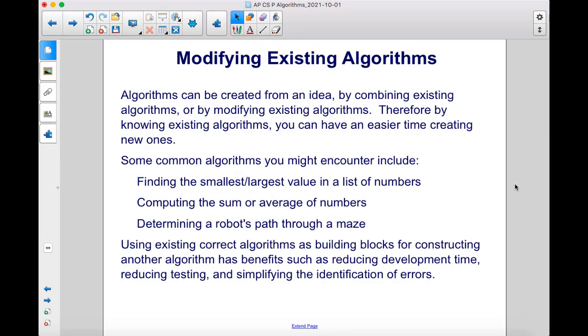Algorithms can be created from an idea by combining existing algorithms or by modifying existing algorithms. Therefore, by knowing existing algorithms, you can have an easier time creating new ones. Some common algorithms you might encounter include finding the smallest or largest value in a list of numbers, computing the sum or average of numbers, or determining a robot's path through a maze. Using existing correct algorithms as building blocks for constructing another algorithm has benefits, such as reducing development time, reducing testing, and simplifying the identification of errors.